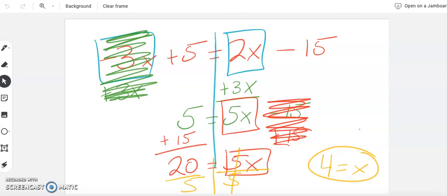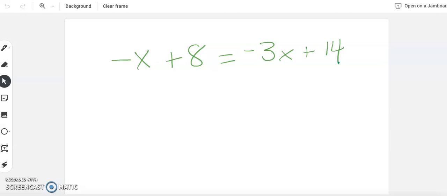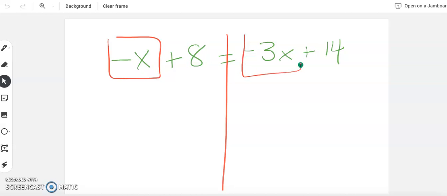All right, so one more example. Let's say that we have a negative x plus 8 equals negative 3x plus 14. So same thing, first two steps, we're going to draw our line and box our variables. Once again, notice how I boxed them with the negative sign that is in front. So we have a negative x and then a negative 3x on the right-hand side.